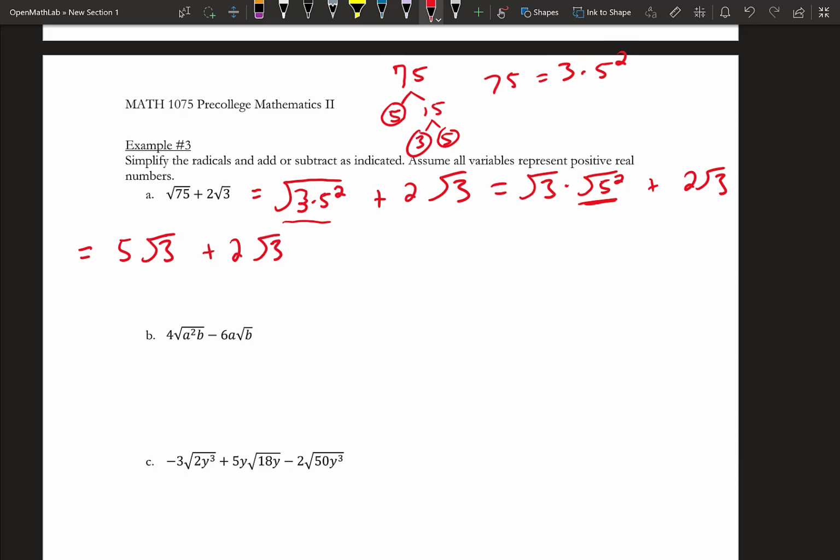So now I can add these together, right? This would just become 7 radical 3, right? Because I have 5 radical 3s plus 2 radical 3s, and we get 7 radical 3, right? And if you wanted, you could factor out the radical 3, right? So that gives me radical 3 times 7, which is the same thing as 7 radical 3, right?